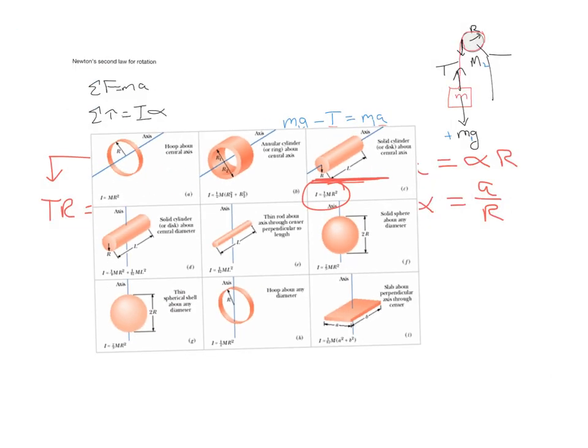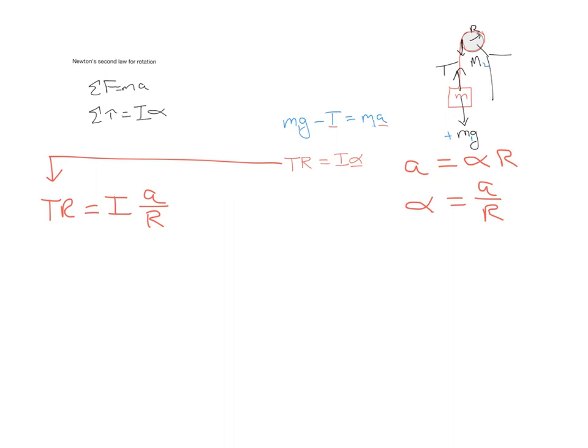So again, if you don't know it, look it up in the book. The common ones are the hoop, the cylinder, the sphere, and the rod. Every once in a while you'll have to use one of the oblong weird shapes, but most of the problems on the AP exam utilize a hoop, a sphere, a hollow sphere, or a cylinder.